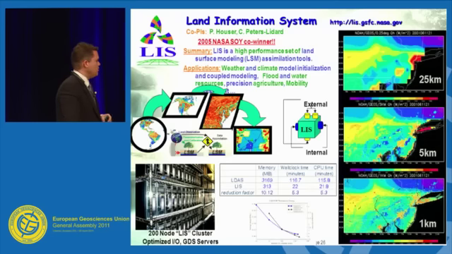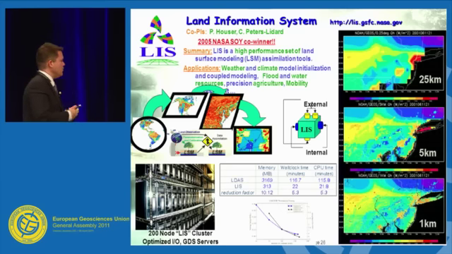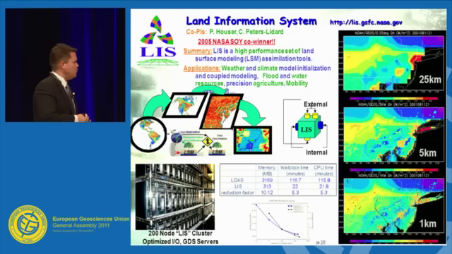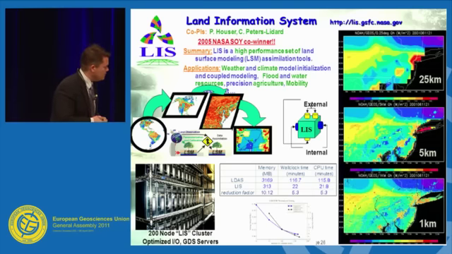There's been some progress on pieces of this. So the land information system that I started developing 10 years ago, it's still under development at NASA, took what was then about a 25-kilometer resolution global model and brought it down to 1 kilometer. You can see quite a bit of resolution. That resolution really gives you a lot of fidelity. In fact, I think I can see Eric Wood's house there.